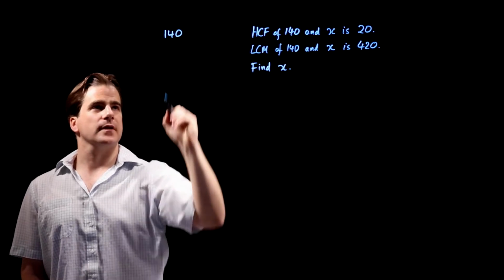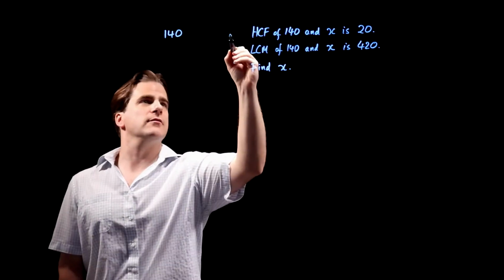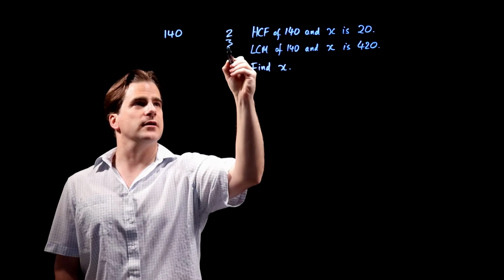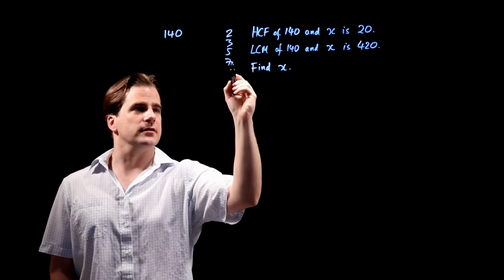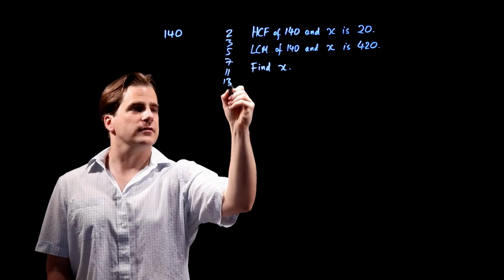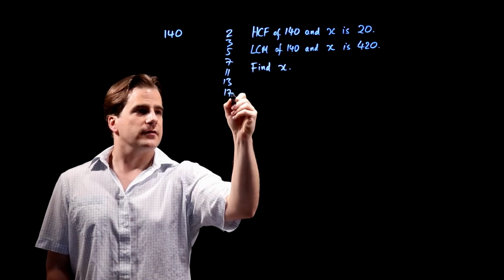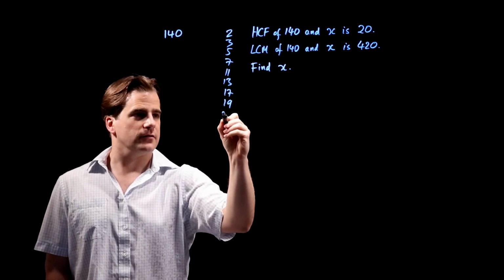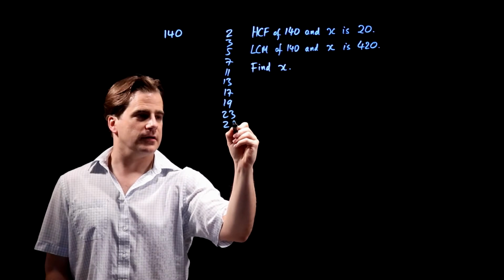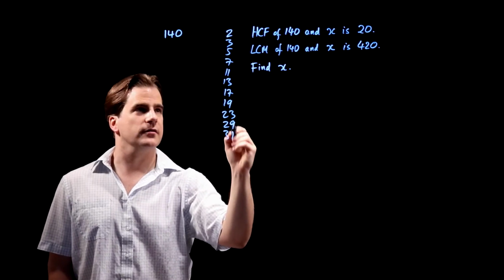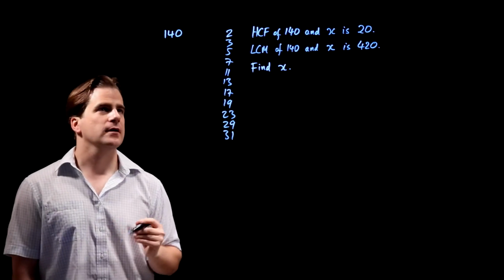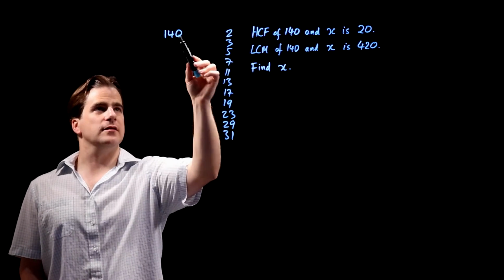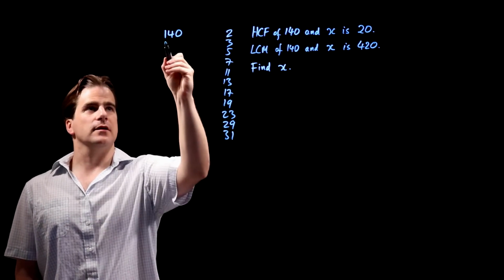Okay, 140. Let's write down the prime numbers: 2, 3, 5, 7, 11, 13, 17, 19, 23, 29, 31. That's probably more than enough. Okay, start at the top. Is 140 divisible by 2? Yes, it is.